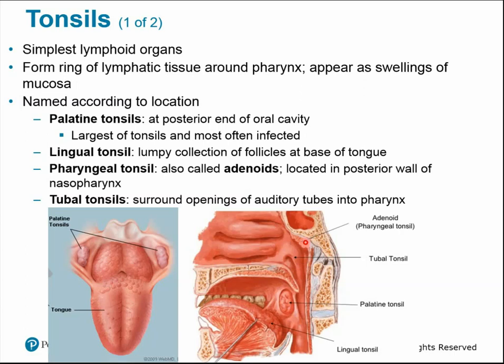We pretty much have these tonsils at every major entrance to the body. If something comes through the nose, it's going to encounter the pharyngeal tonsils. If something tries to come through the ear, we'll have a tubal tonsil. Something that we swallow or take in through the mouth is going to encounter the lingual and the palatine tonsils. Our hope is that we can stop whatever it is at the front door before it gets deeper down into the body and spreads.